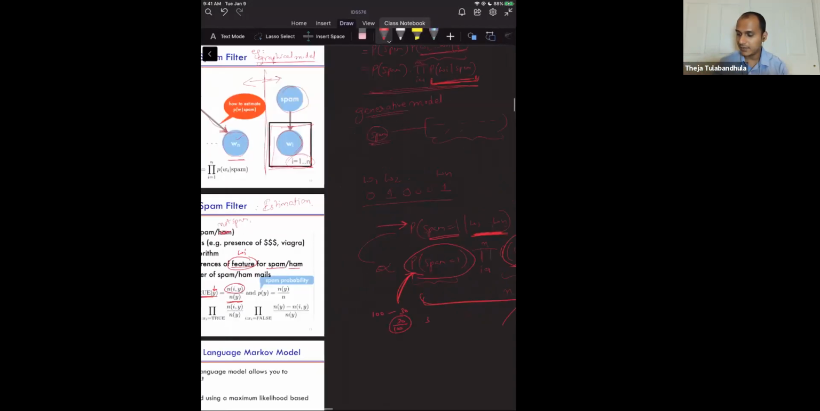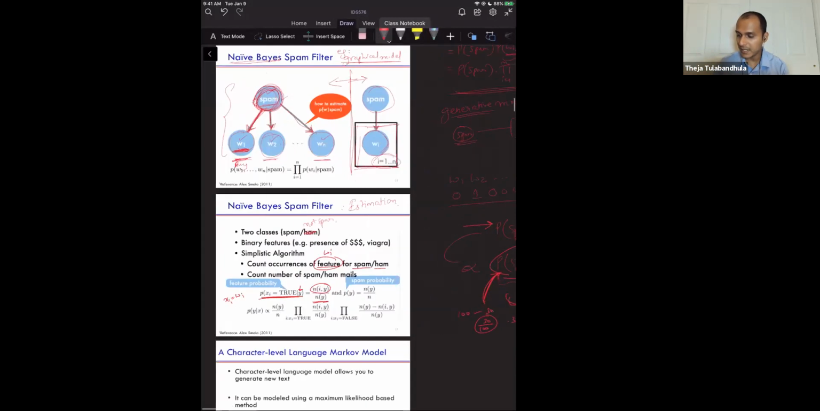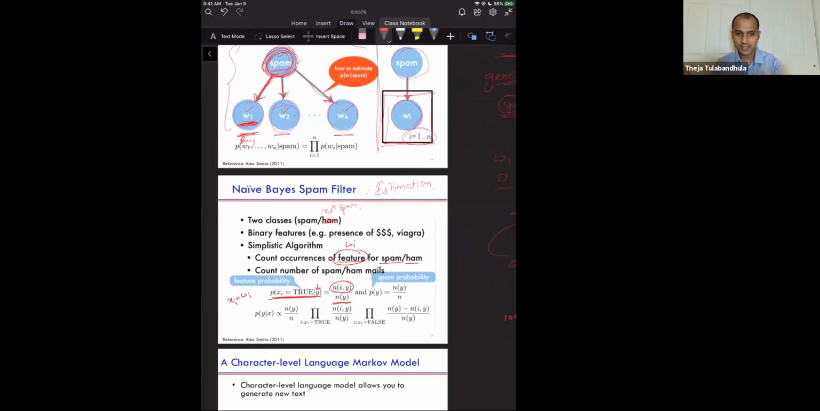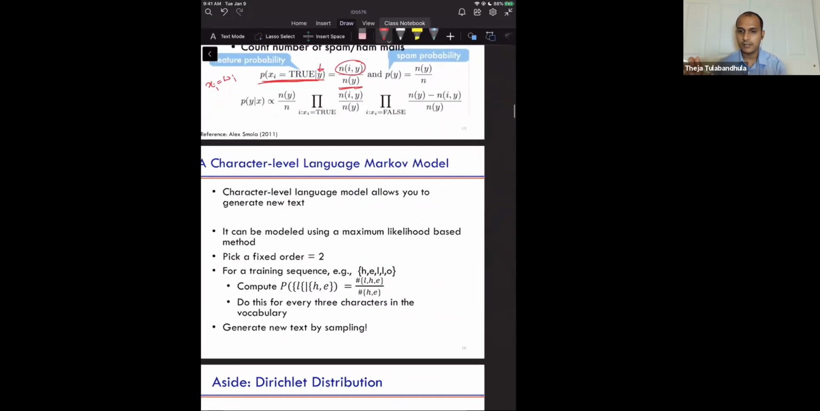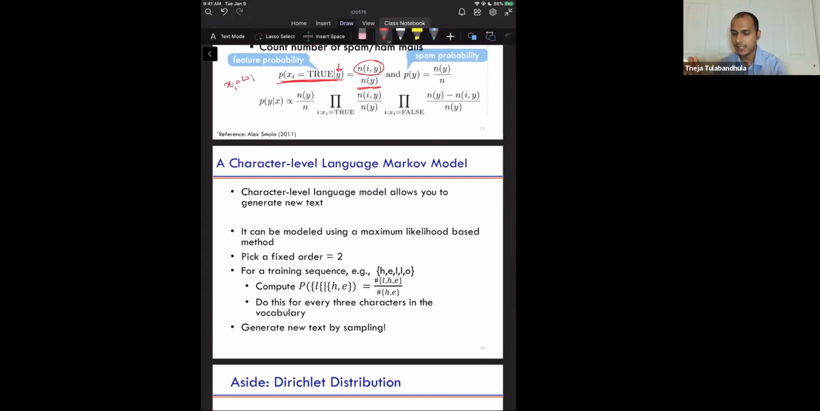So with that you can estimate this whole probability of spam equal to 1 given the words. I think some of you already know this, so I'm just recapping how you would define the model, what the assumption is, and how you would estimate the parameters of the model. Okay, so any questions about naive Bayes? If not, I'm going to move on to another task and another model example.